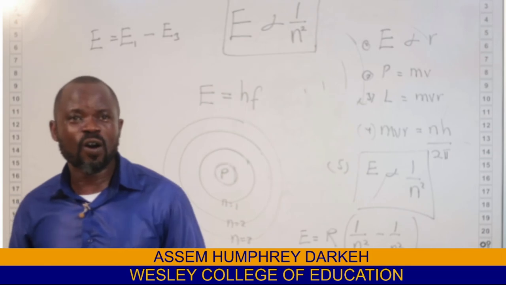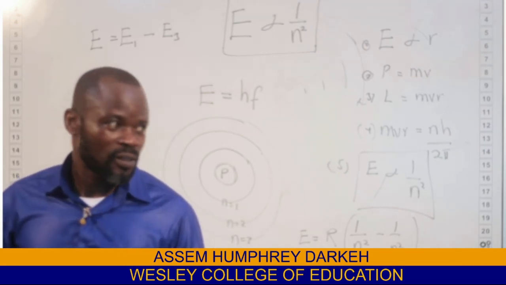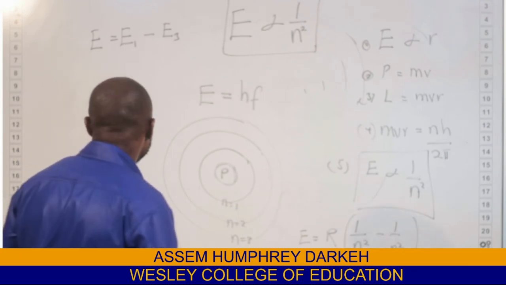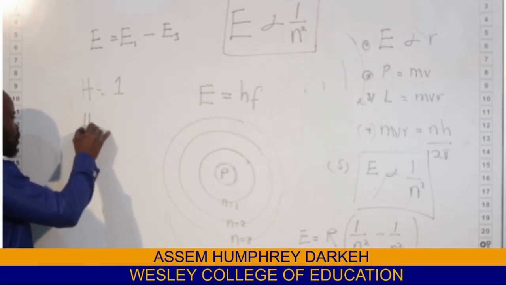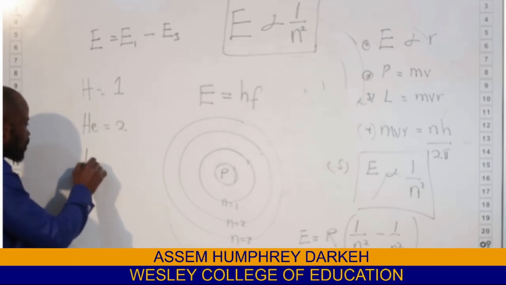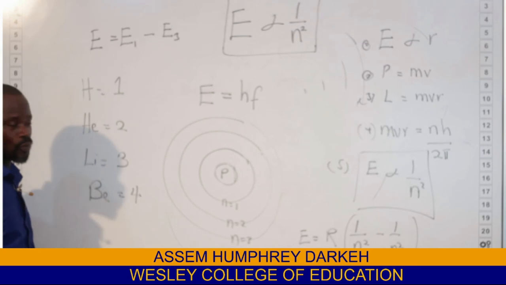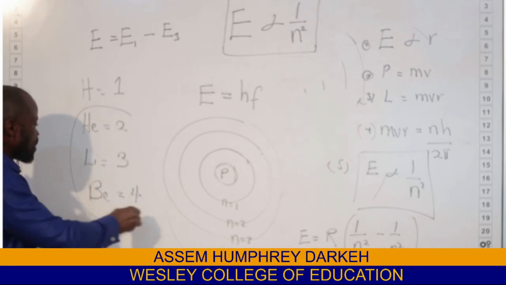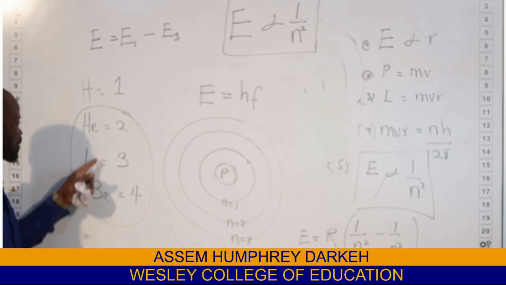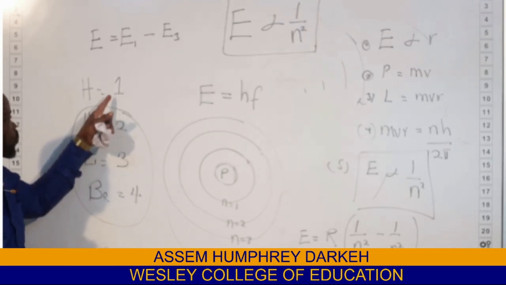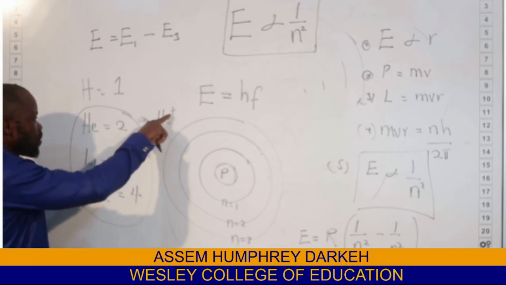So his model of the atom was able to explain the helium ion, the lithium ion, and then the beryllium ion. Now look at what is happening here. If you take hydrogen, the atomic number we know is 1. Helium has atomic number 2. Lithium has atomic number 3. And beryllium has atomic number 4. So for all these 3 atoms to resemble hydrogen atom, each of these would have to lose electrons, so they will be left with 1 electron. If you look at helium, helium will lose 1, that's why it becomes He+.